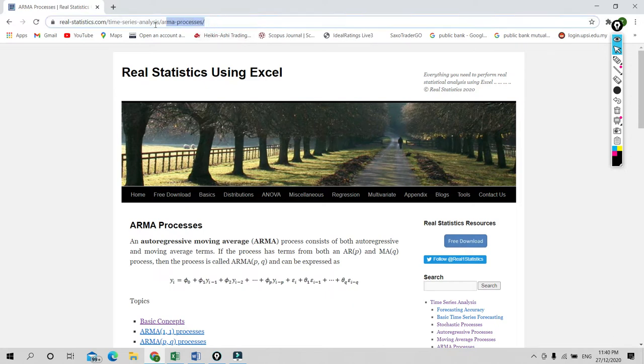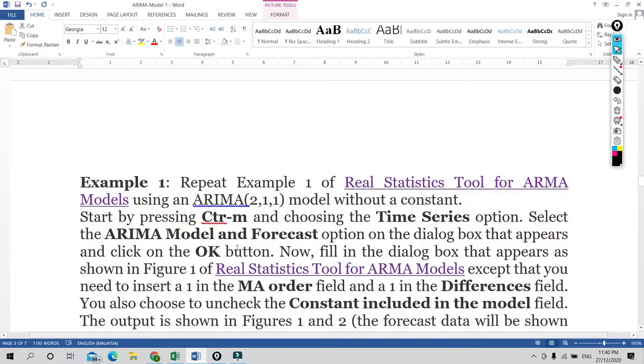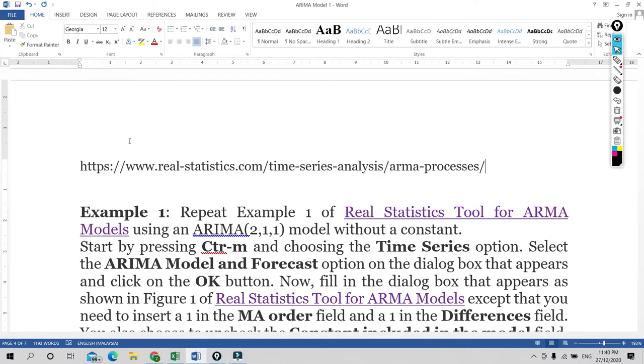It's realstatistics.com. You can type this website. You go to www.real-statistics.com/time-series, and then /arma-processes. Please go to this website. Then you can download the software here.